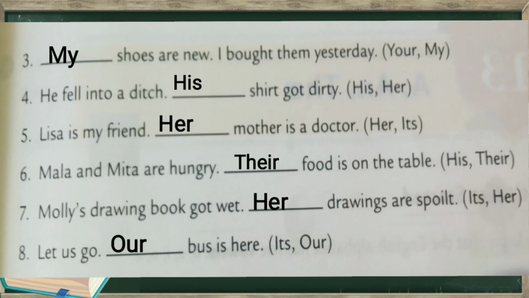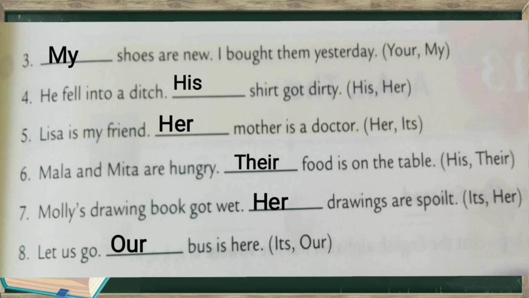Okay, next. Page number 45. Third question. Dash shoes are new. I bought them yesterday. So I means it belongs to me. So if it belongs to me, what word do we use? Your or my? My. My shoes are new. I bought them yesterday. So the answer is my.